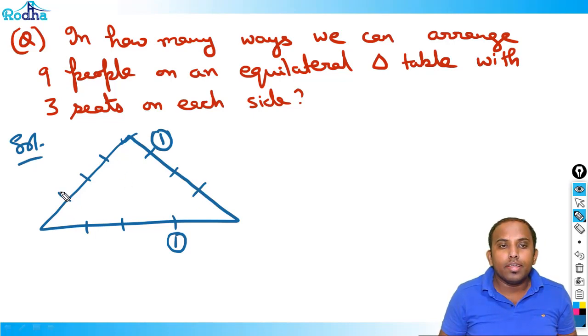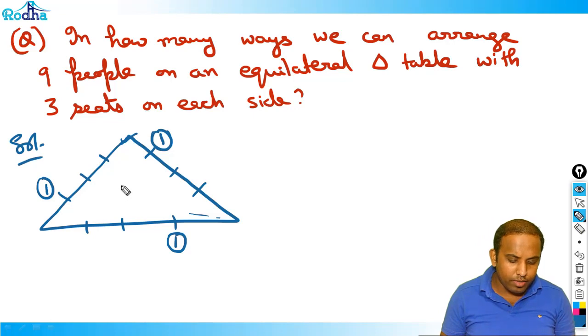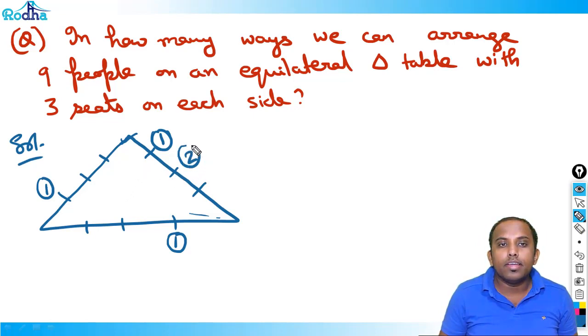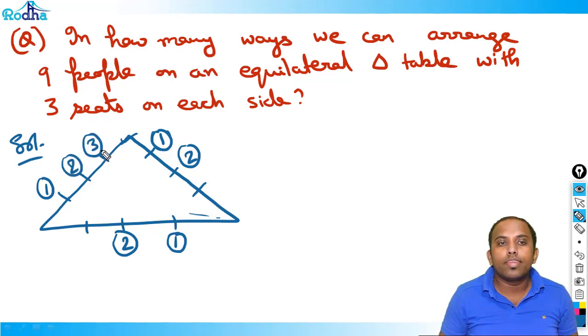Same way, the person sitting here, the opposite vertex is what? Slightly left diagonal. That means these 3 persons will have exactly the same view. Same way, the second person will be exactly in the middle, so it is the same as this person and the same as this person. In the same way, the person sitting here will have the same view as this person, and this person.